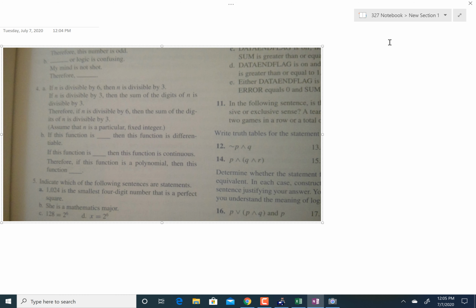So if this function is blank, then the function is differentiable. If the function is blank, then the function is continuous. Therefore, if the function is a polynomial, the function is continuous, then this function is blank, okay? If this function is a polynomial, then it is continuous. Continuous. If the function is a polynomial, it is continuous. Okay. And therefore, if the function is a polynomial, the function is differentiable.